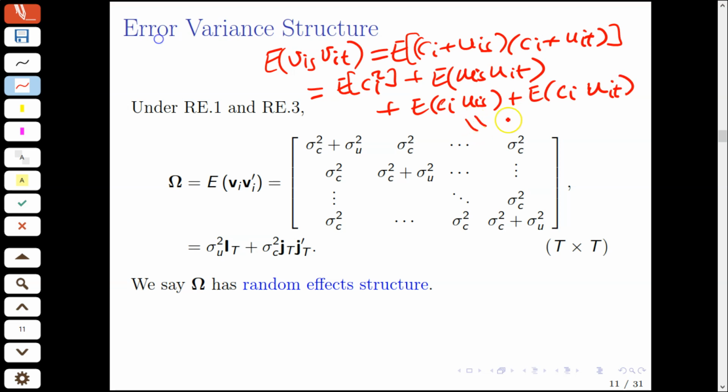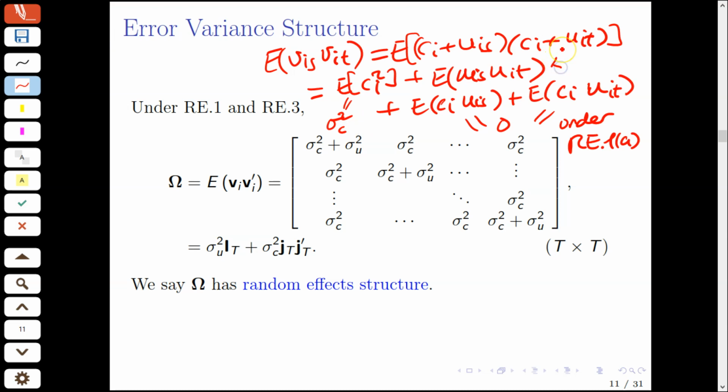Now, under the random effects 1 assumption, specifically our strict exogeneity assumption, the latter terms are 0. And the first part here is just the variance of the individual effect.